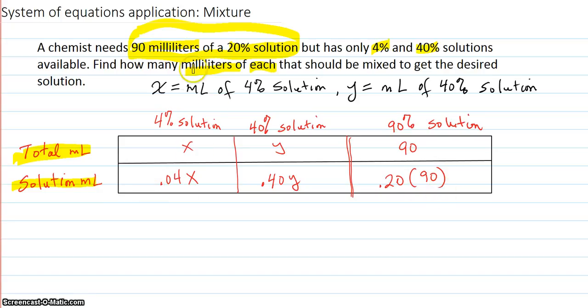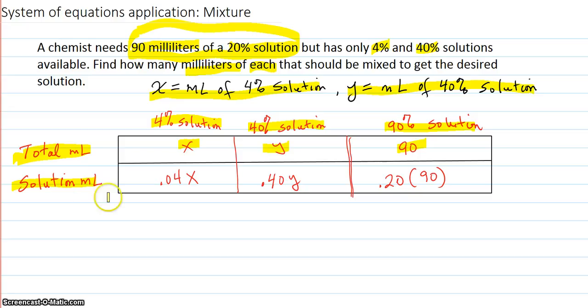Okay, the total. They want the total of the milliliters of the 4% and of the 40%. So X is the milliliters of the 4% solution, and Y is the milliliters of the 40% solution. So across here you create these headings: 4% solution, 40%, and then the grand total outcome of the 20% solution that you want. So just in the milliliters, there's X milliliters of this 4%, there's Y milliliters of this 40%, and that ends up to total 90 milliliters total.